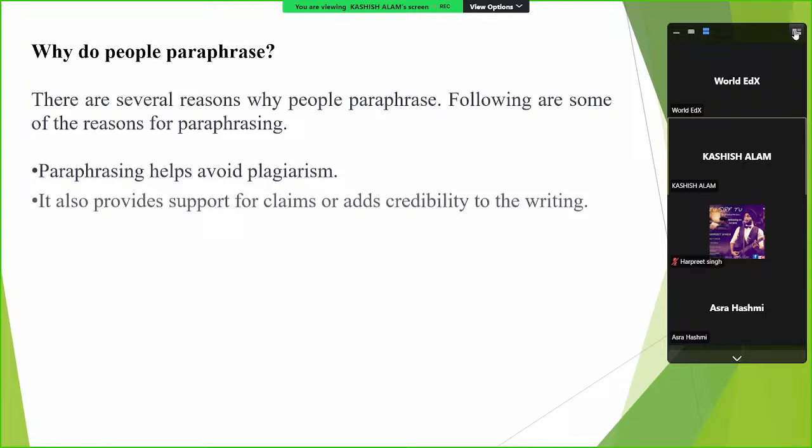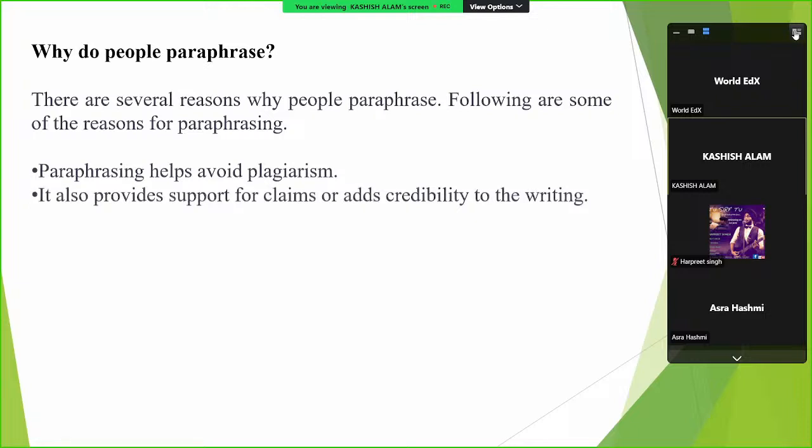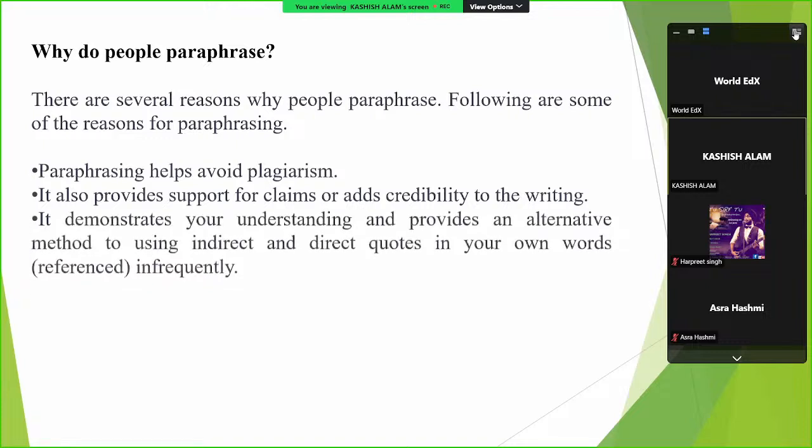Second, it also provides support for claims or adds credibility to the writing. Obviously, when you paraphrase, you will be using a good amount of synonyms. The examiner will be impressed that you have a wide range of vocabulary and synonyms, increasing the way of writing and enhancing its effectiveness, eventually leading to a good band score. It demonstrates your understanding and provides an alternative to using indirect and direct quotes, in your own words.